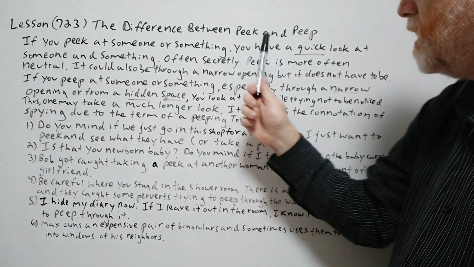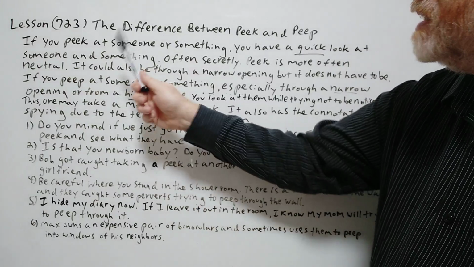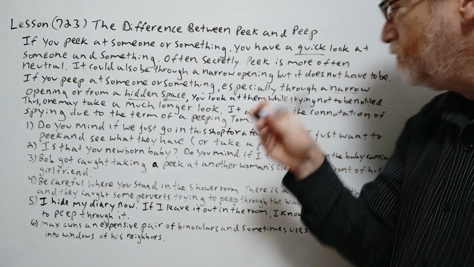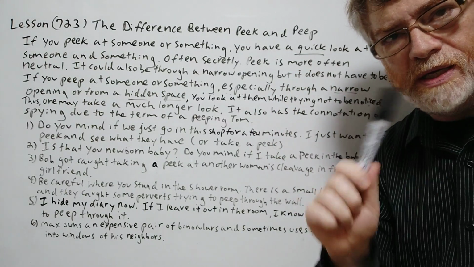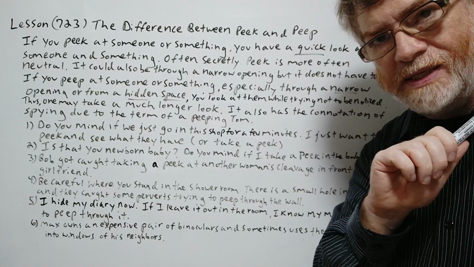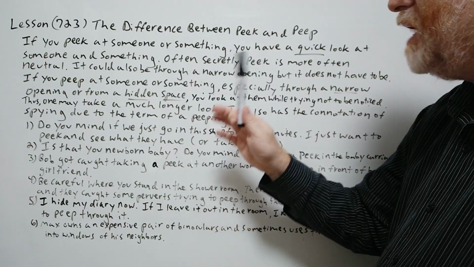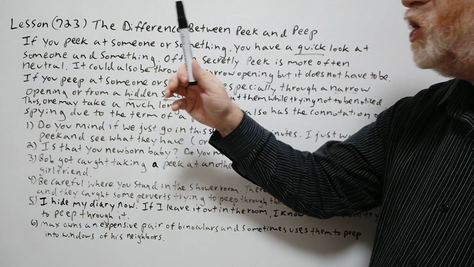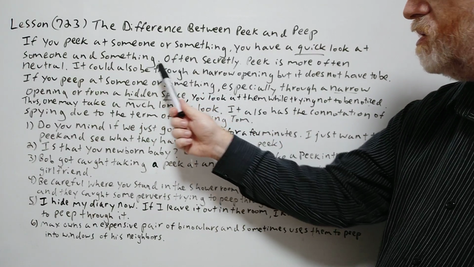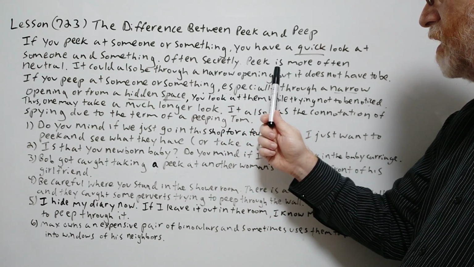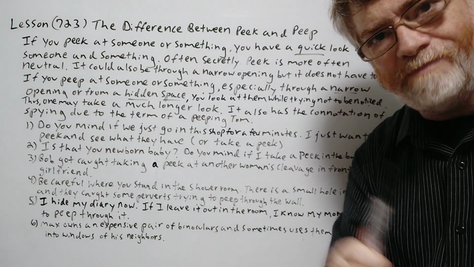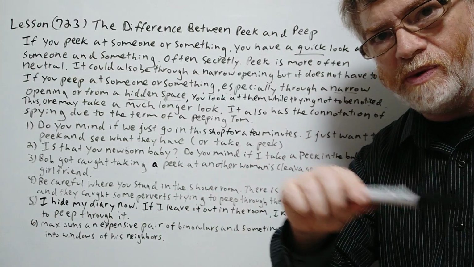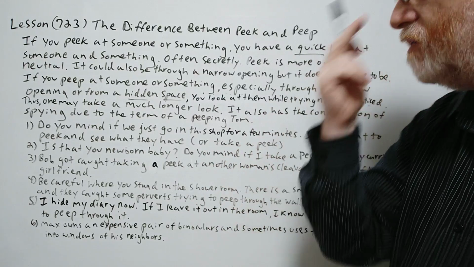If you peek at someone or something, you have a quick look at someone or something, often secretly. Now with peek, I underline quick here because quick is important. It definitely means that you do it fast. You may or may not do it secretly, though. It doesn't have to be. Peek is more often neutral. It could also be a narrow opening, but does not have to be. Okay. But, of course, it could be. So this is one of the situations where peek and peep could have a little crossover.